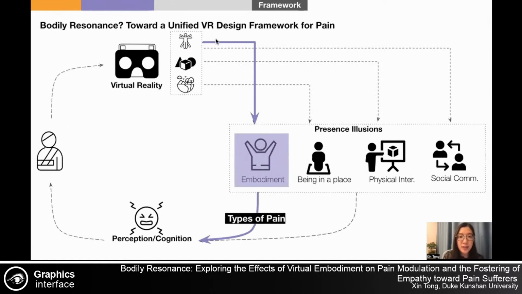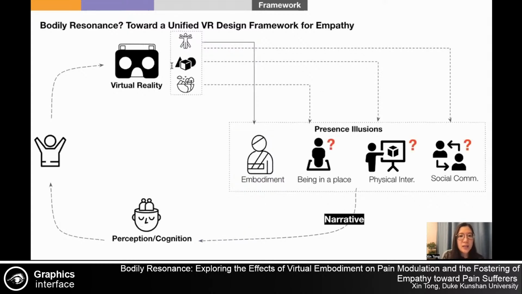By putting pain patients in a healthy body, we focus on the embodiment illusion's effect, but we did not touch on the other three types of illusions. Similarly, by letting healthy people experience chronic pain patients' life, we focus on embodiment effects on empathy. People experience the other three illusions through the narrative components of As If. This dissertation mainly focused on understanding the embodiment effects on pain modulation and empathy generation. In other words, it explored the broader questions of virtual embodiment.